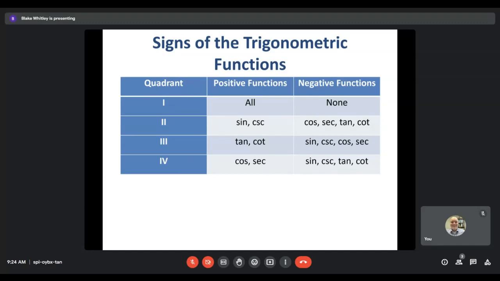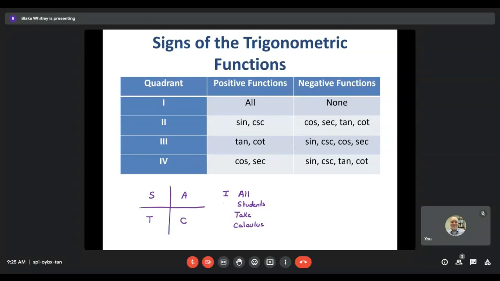And the way I remember this, if you set up a coordinate plane here, I'm going to say A, S, T, and C. And the acronym I remember here, I say: all students take calculus. And so basically in quadrant 1, all of our trig functions are going to have a positive value.